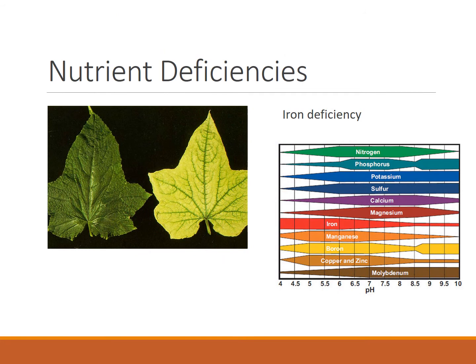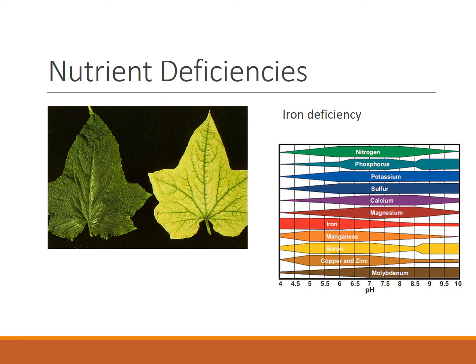If the soil pH is out of whack and the plant can't absorb a particular nutrient that it needs for its growth and metabolism, then something called a nutrient deficiency can occur. In this picture, you're looking at a healthy leaf on the left and then a leaf on the right that is exhibiting symptoms of what's called iron chlorosis. Chlorosis means yellowing. If you look at the leaf tissue, you can see that it's a yellow color. The only part of the leaf that remains green are the veins. This represents an iron deficiency.